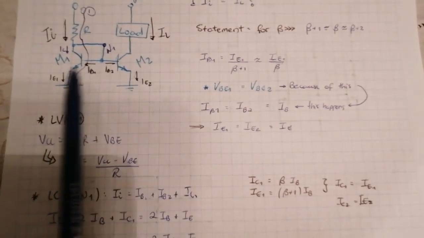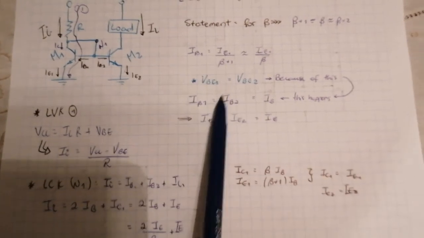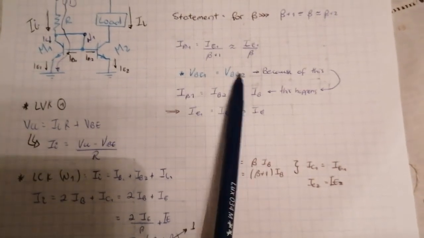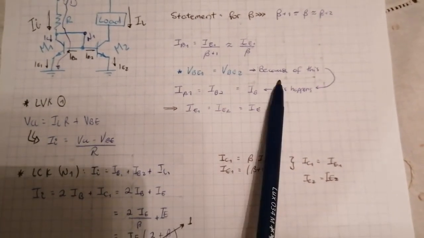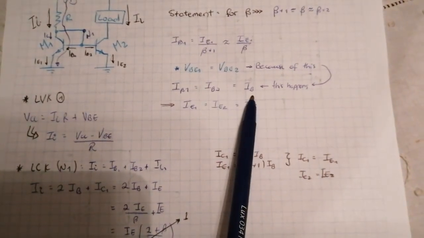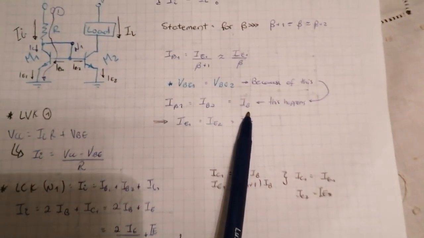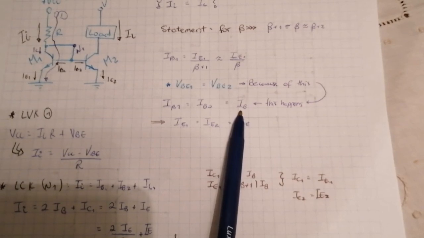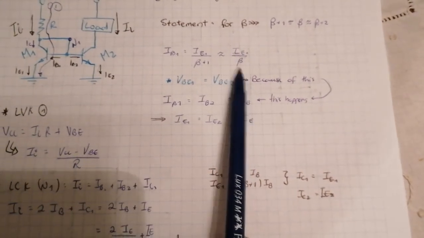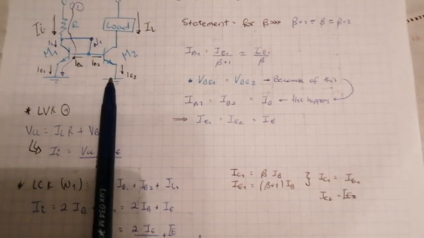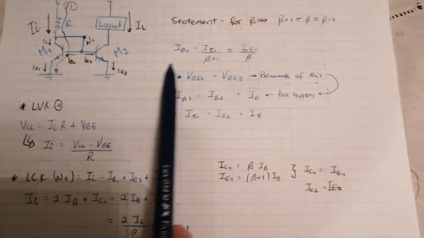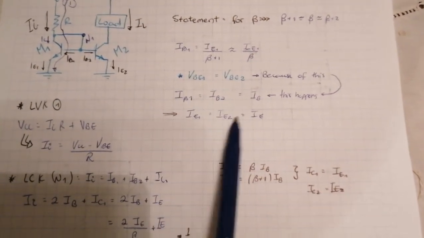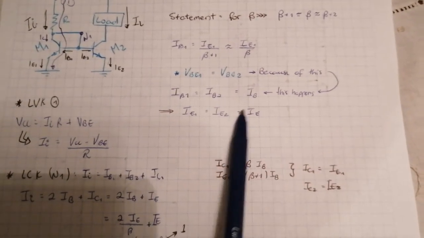Also, in this configuration we have two identical transistors, so the base-emitter voltage of both of them is going to be equal, and because of this the base currents of those two transistors are going to be the same, and we're going to call it the base current. And if we have the same beta for the two transistors, then the emitter 1 current is going to be equal to the emitter 2 current, and we're going to call it the emitter current.